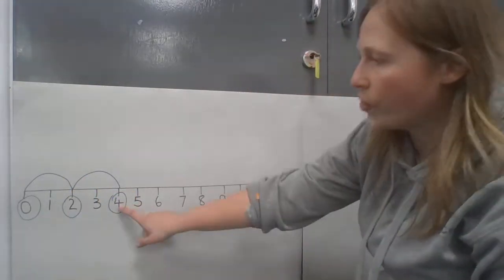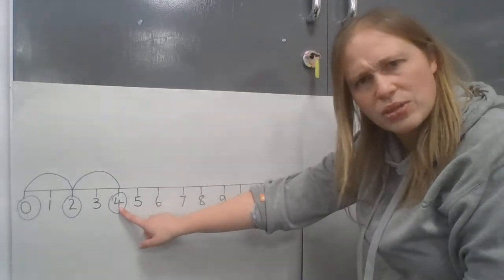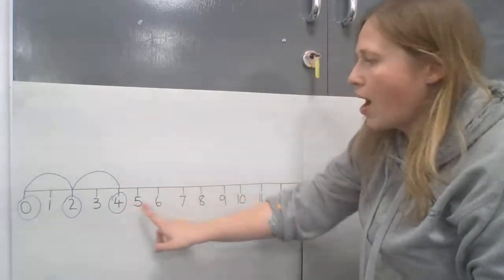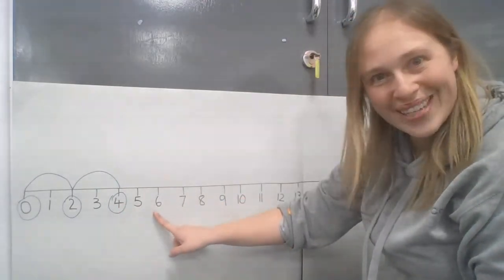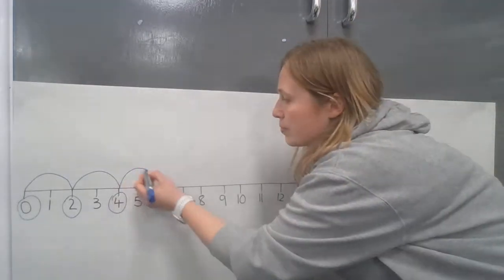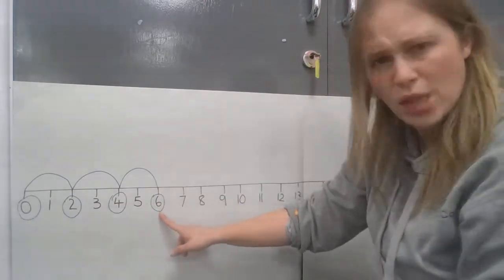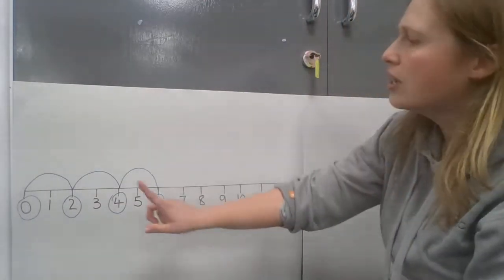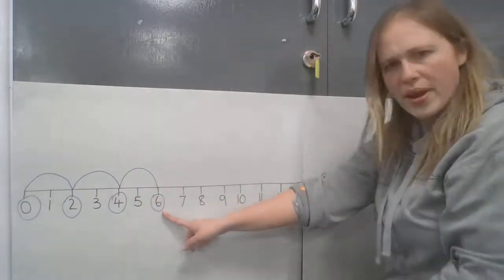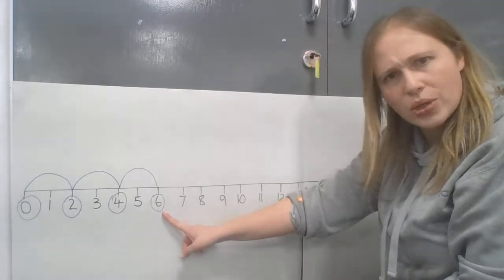And then from 4, what number will I get to next if I have to add on another 2? 1, 2. Did you say 6? Well done if you did. 4, 6. There it is. Look. 0, 2, 4, 6. Hopefully you're remembering this from last week, children. 0, 2, 4, 6. What number's going to come next if I'm counting in twos?